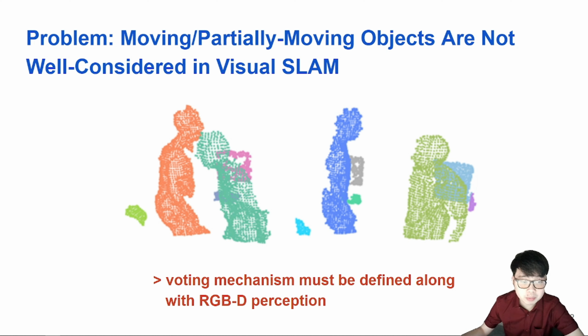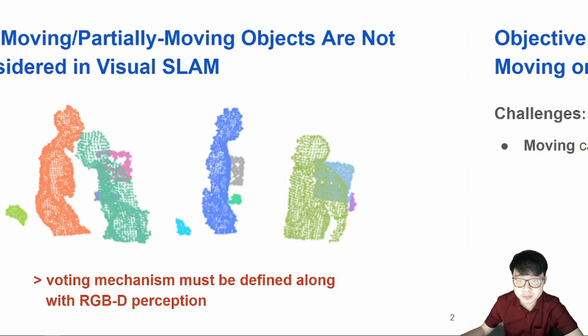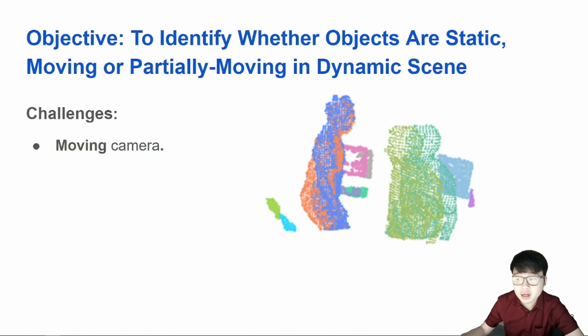To tackle this problem efficiently in the context of robot perception, we realize that a voting mechanism must be defined with the perception of the robot. In this work, we focus on RGB-D perception. So the main objective of our paper is to identify whether an object is static, moving, or partially moving in dynamic scenes, as we mentioned before.